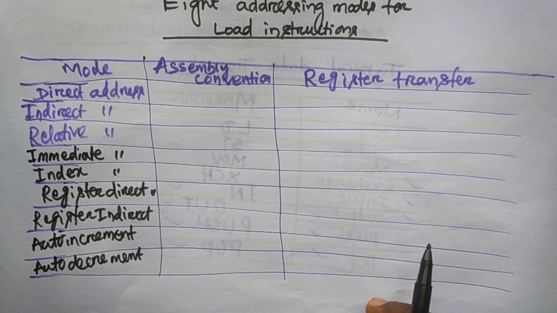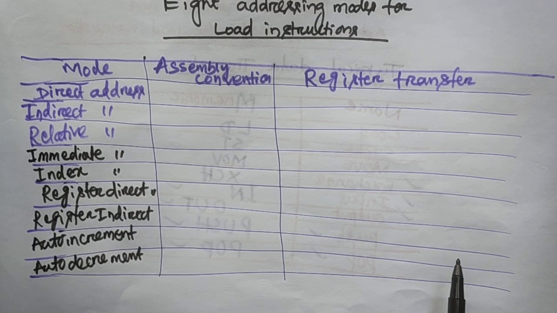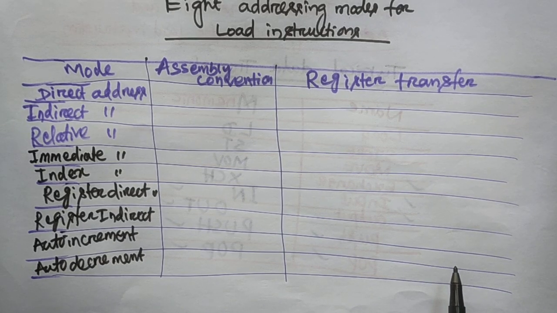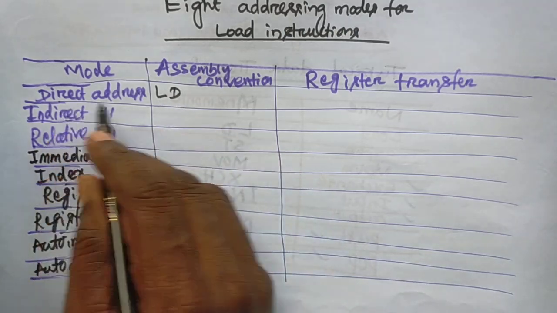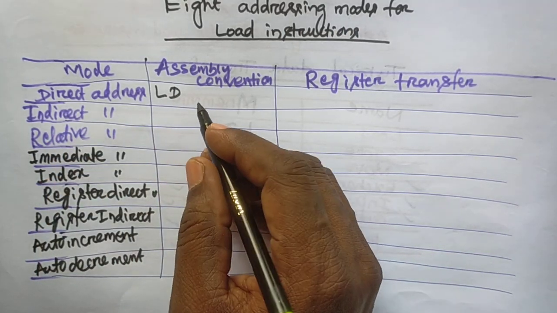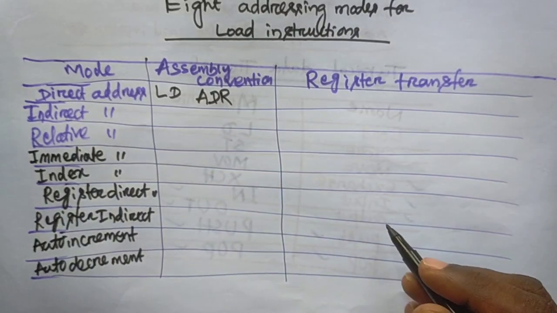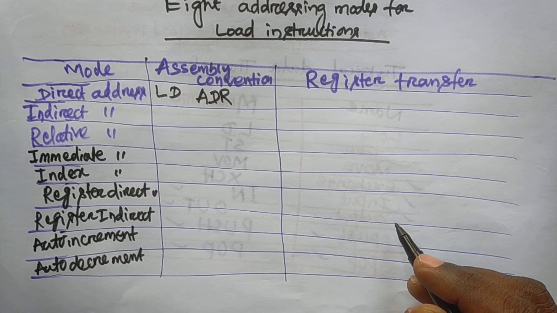Then, what kind of assembly convention or assembly instruction will we use? In a very simple way, the instruction we will use is LD. Suppose it is a direct address: LD, load direct, LD ADR. Direct address we can use in this way.